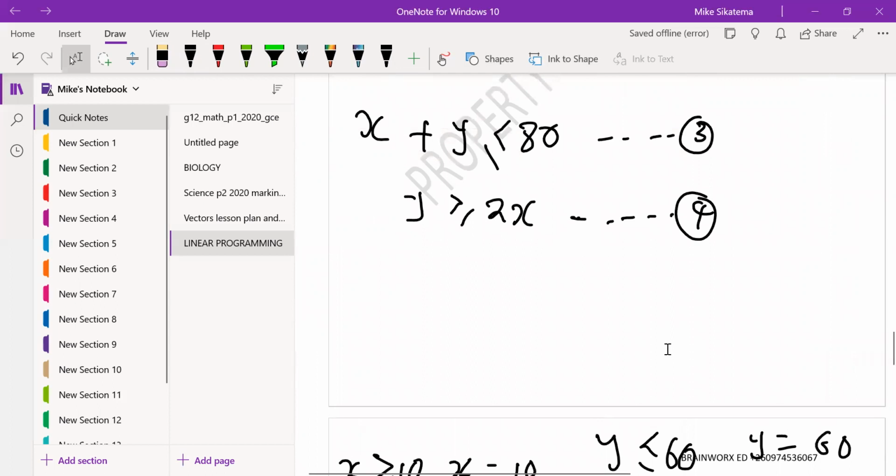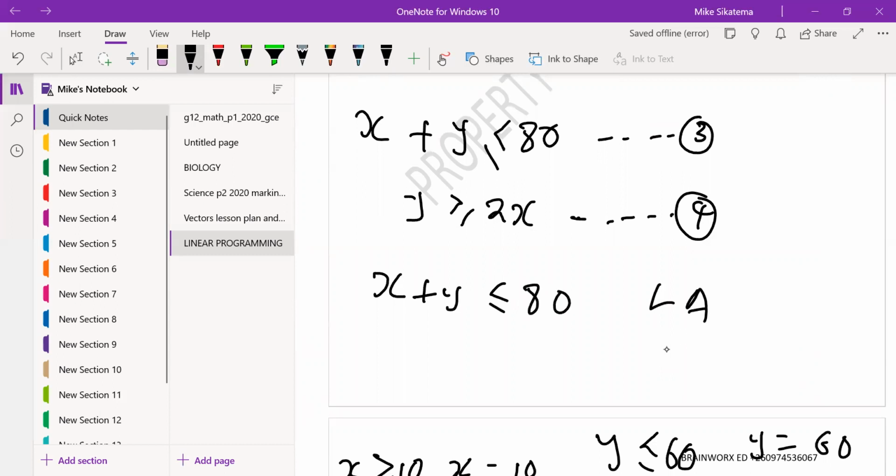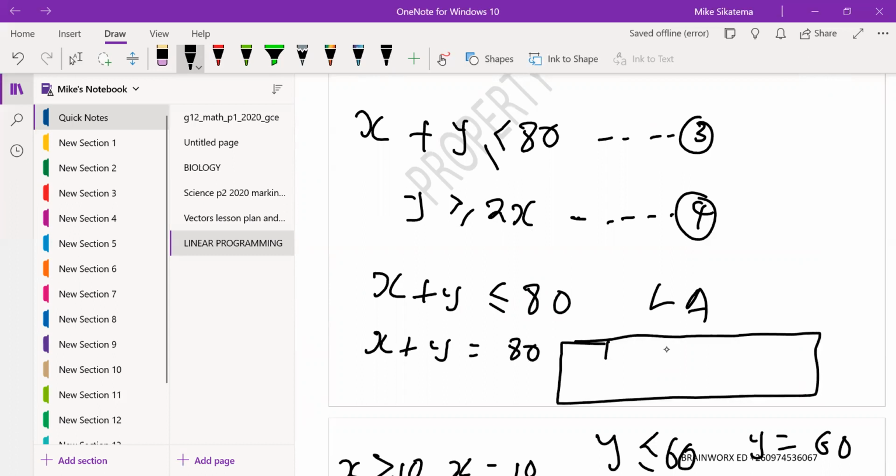Then let's now plot this line here. x plus y is less or equal to 80. Remember, la, so we're going to shade above. So let's plot this line. Let's find the x-intercept and y-intercept. So at first we're going to make x 0, then at second we're going to make y 0.